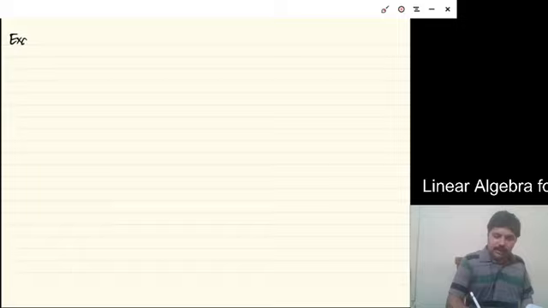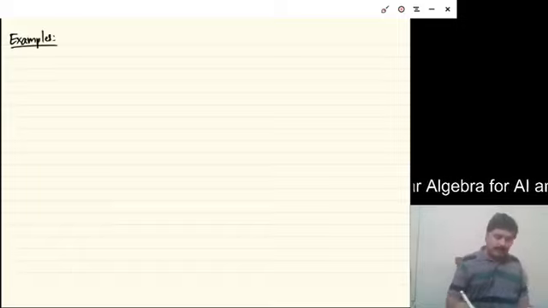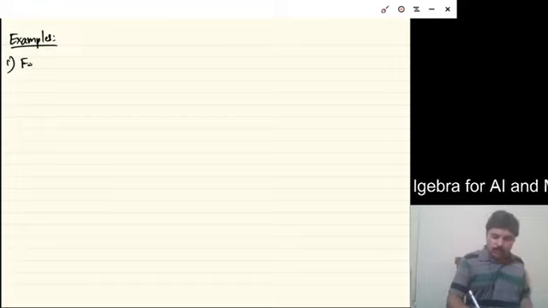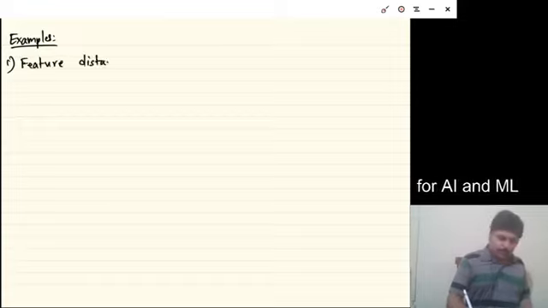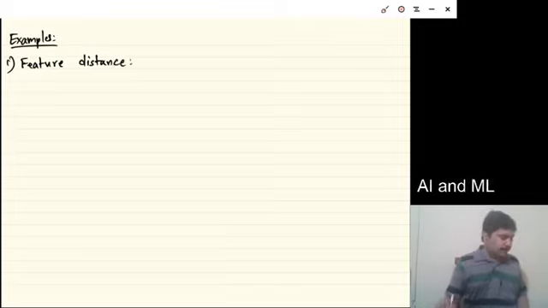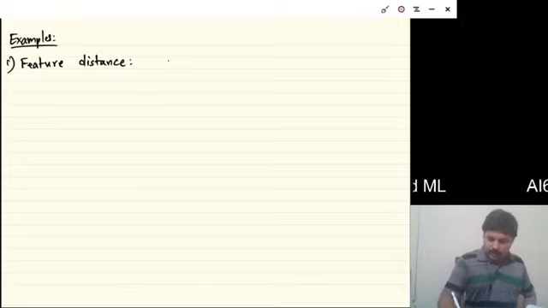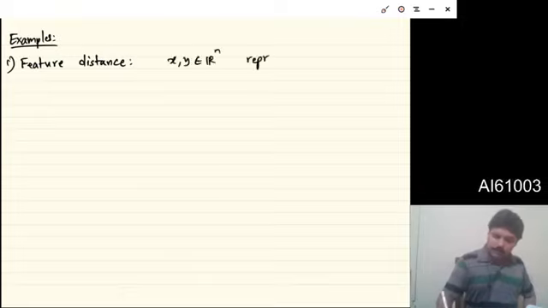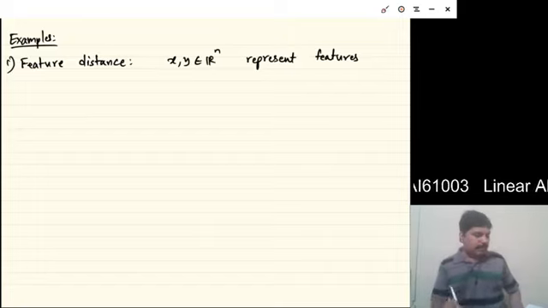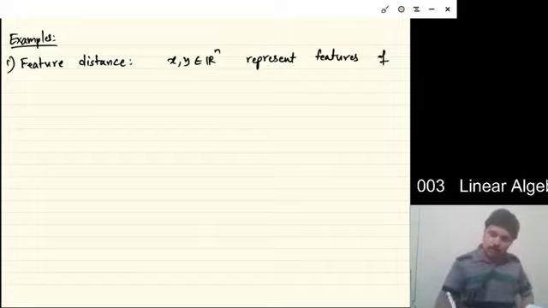And now let's look at examples of the distance between vectors. The first example that we want to look at is that of feature distance. So if x and y in Rn represent features of two objects.